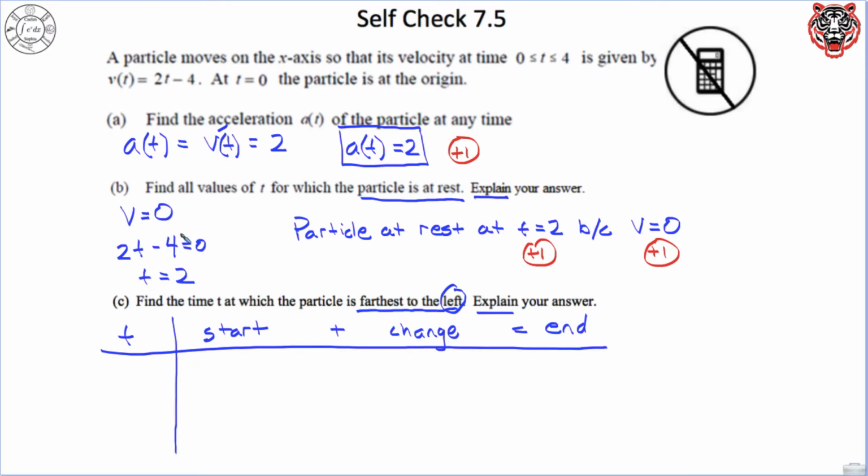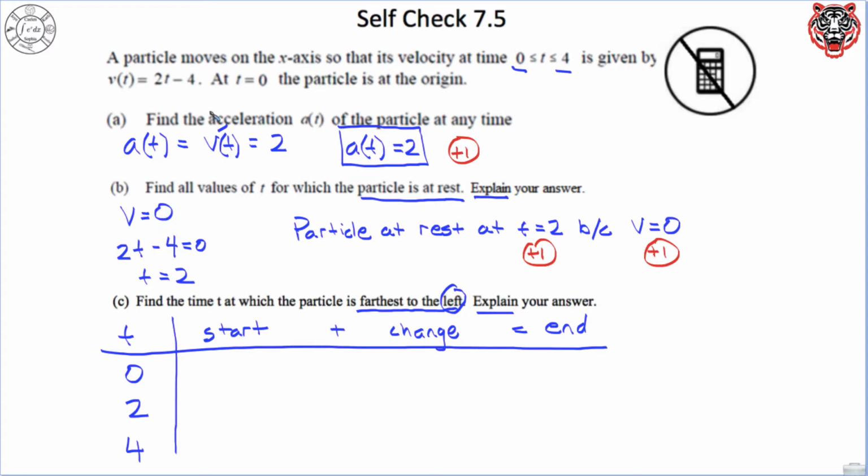So 2. So we do endpoints. Our endpoints are 0 and 4. So 0 and 4, and our only critical value is 2. You can plug in all of them, but the quickest way is just doing the critical values and only endpoints. You need start, end, and then C. How do you know those are the critical values?